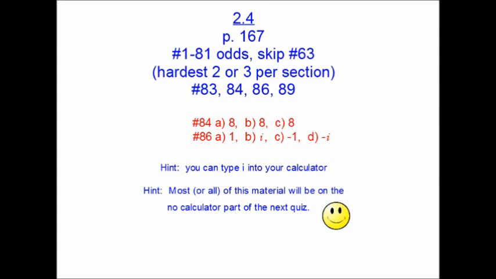Alright, now here's our assignment. Number 63, I'm just having you skip that one because the answer is completely messy and I would never do that to you. Make sure you do the hardest 2 or 3 per section. If you need more help than that, of course, do more problems. There's the answers to the couple of evens, and yeah, you can read that. Good luck. See you in class.